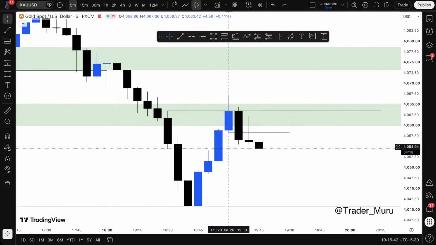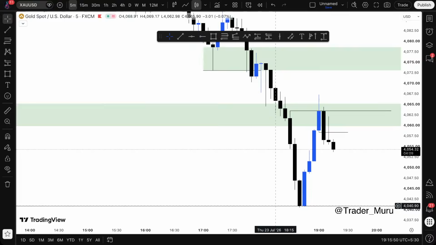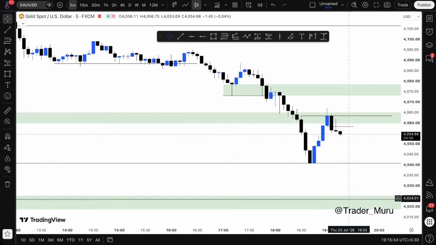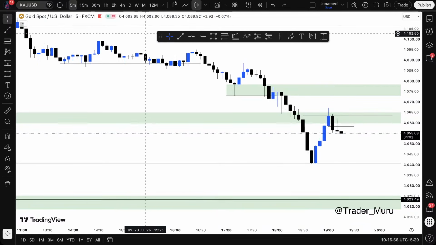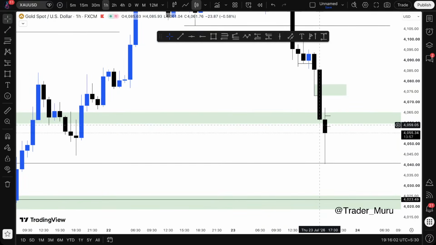Can we sell now? Yes, you can sell. Your stop loss will be above this candle. We can target this low 4040 now, and below this our target will be 4023. Price should drop now. If it ranges here, then we will have to look for the 1 hour closing.